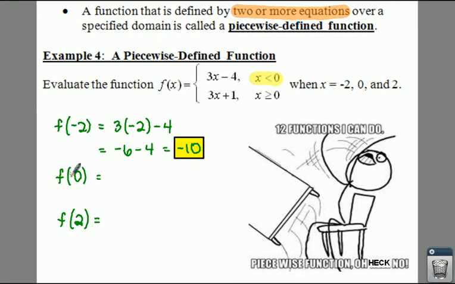Now when we have an f of 0, well, that's a little bit different. That is not where x is less than 0, but where x is greater than or equal to 0. So when x is greater than or equal to 0, you're actually going to use this bottom function. We're not going to plug it into the top, because these are called our constraints. That tells us where your x is defined. So if x is equal to 0, we're going to say 3 times 0 plus 1. That is just 0 plus 1, which is equal to 1.